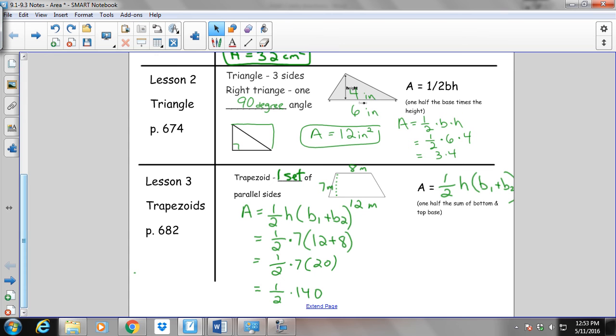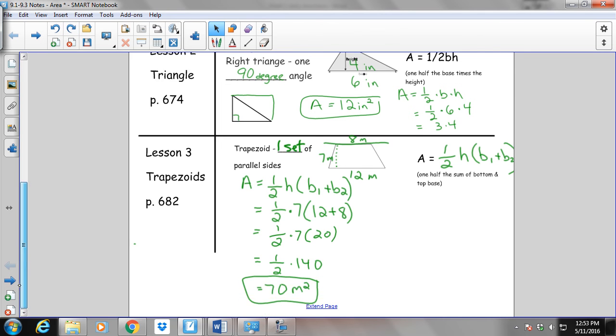Now you could have multiplied 1/2 times 7, but then you'll end up with 3.5. 3.5 times 20 is kind of hard. But because these are all multiplication, it doesn't matter what order you do them in. So we chose to do 7 times 20 and get 140, and it's pretty easy to find 1/2 of 140, and that's going to be 70 meters squared.